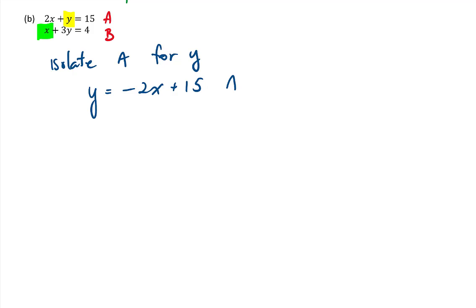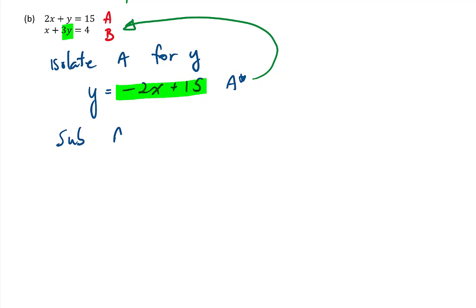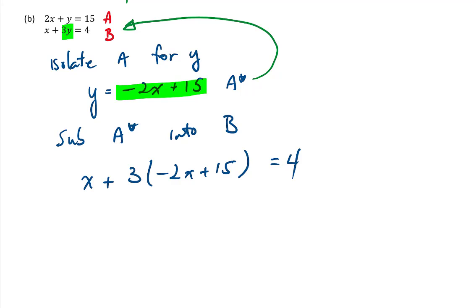This is going to be A star. And I'm going to take this and sub it into B, the other equation. So wherever I see a y value, I'm going to replace it by negative 2x plus 15. I'm going to sub A star into B, and I'm going to get x plus 3 times negative 2x plus 15, because that is the new y value, equals 4. And then same as the last two we've done, we're going to use our distributive property.